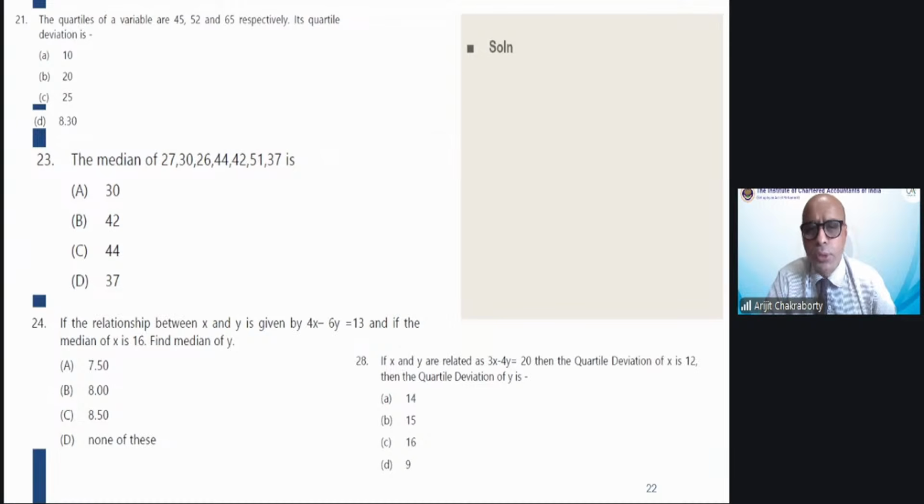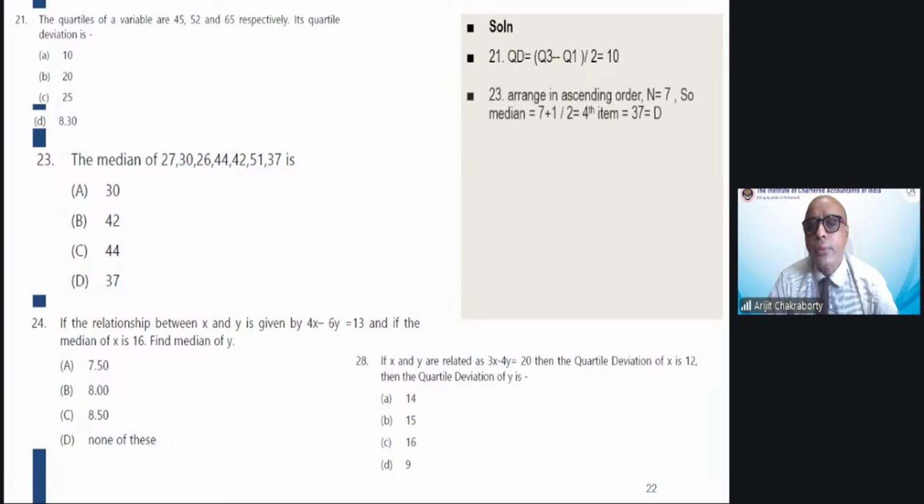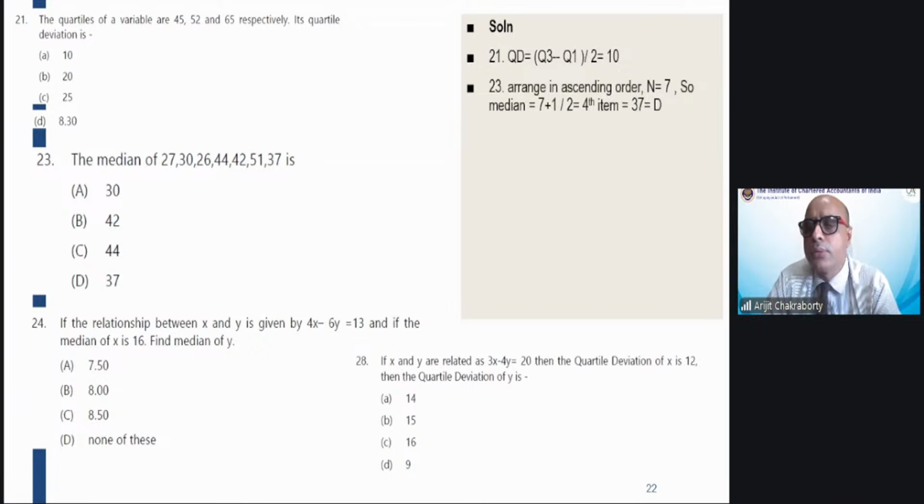So going to the solution, 21st question, we solved it. It was half of Q3 minus Q1, that means half of 20, which is 10. The next question, on ascending order, once you arrange, there were 7 numbers and the median will be the 4th term because n is 7. So n plus 1 by 2, 7 plus 1 by 2, that is 8 by 2, that means the fourth item, which is 37.